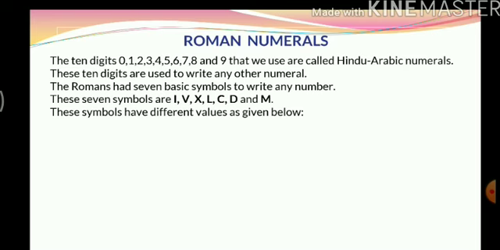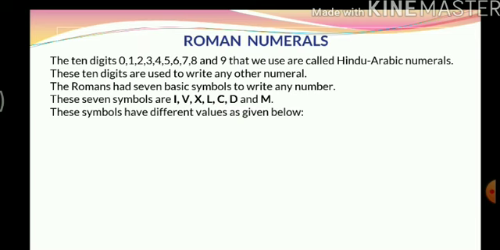The 10 digits 0, 1, 2, 3, 4, 5, 6, 7, 8 and 9 that we use are called Hindu-Arabic numerals. These 10 digits are used to write any other numeral. Similarly, the Romans have 7 basic symbols that they use to write any number. These 7 symbols are I, V, X, L, C, D and M. And each of these symbols has a different value.